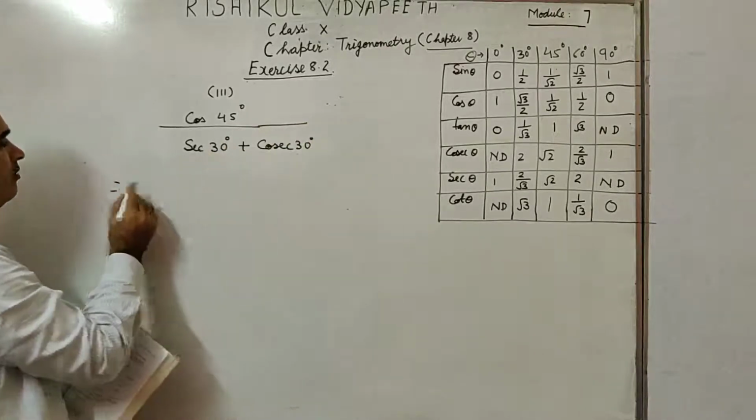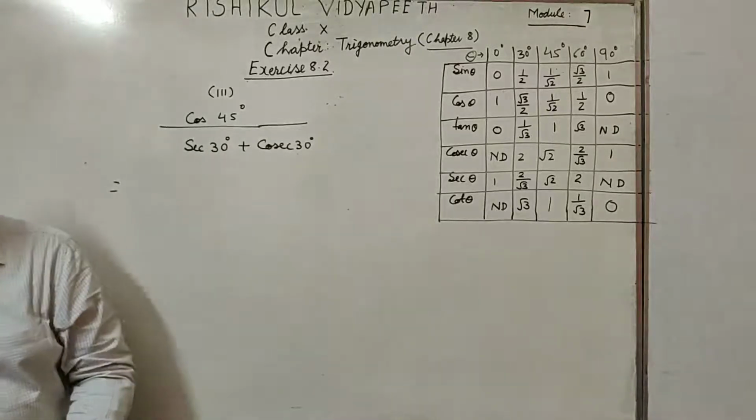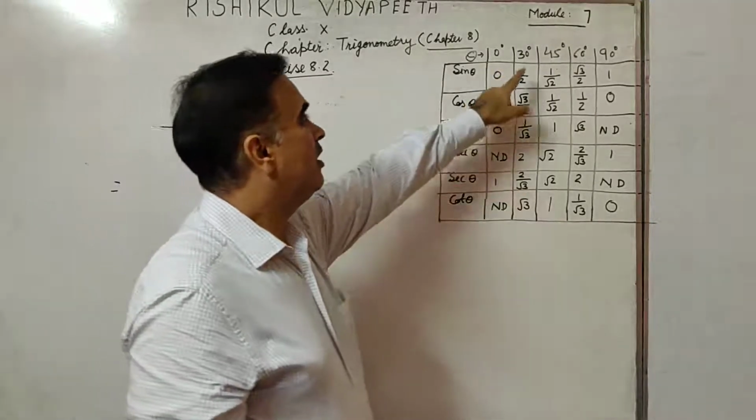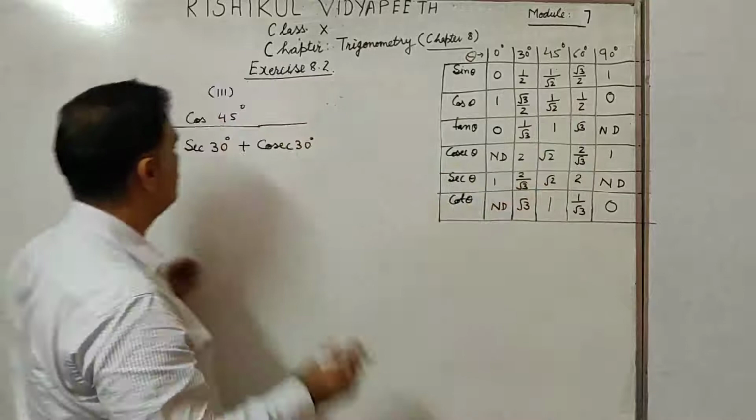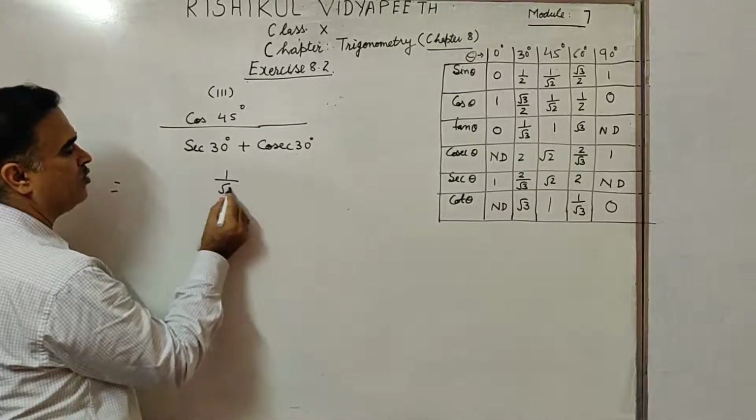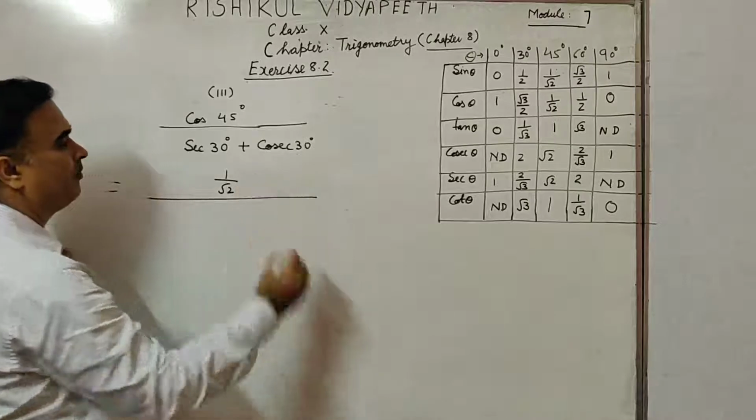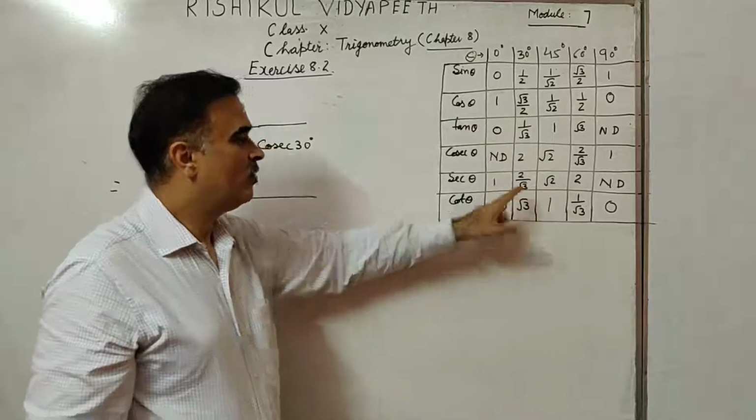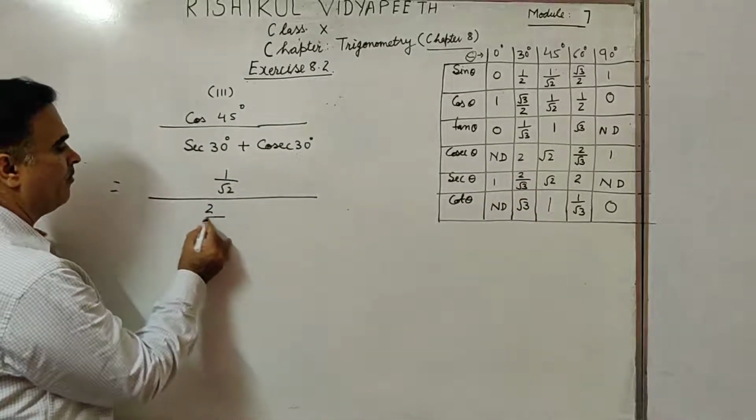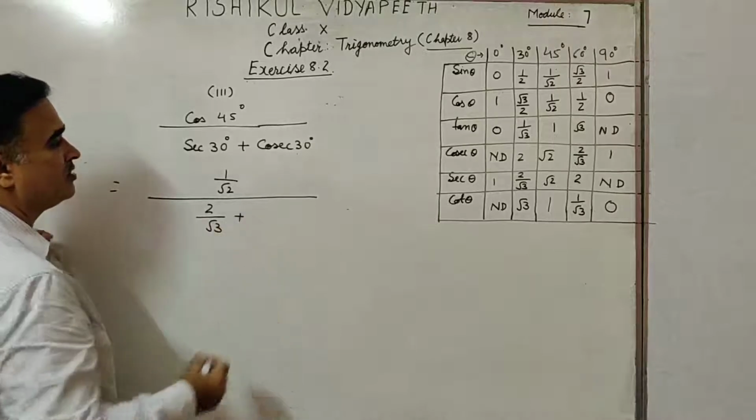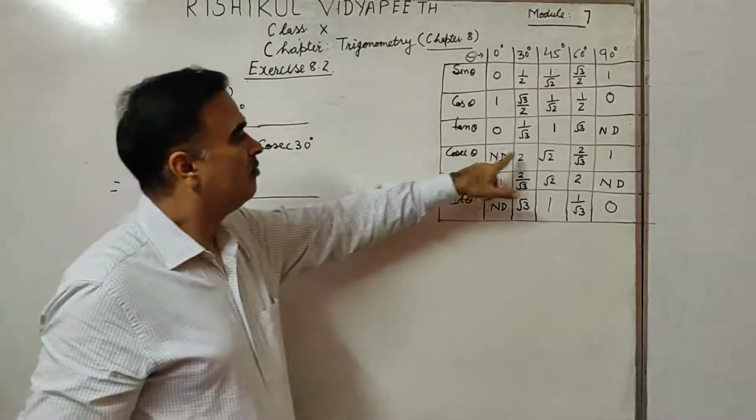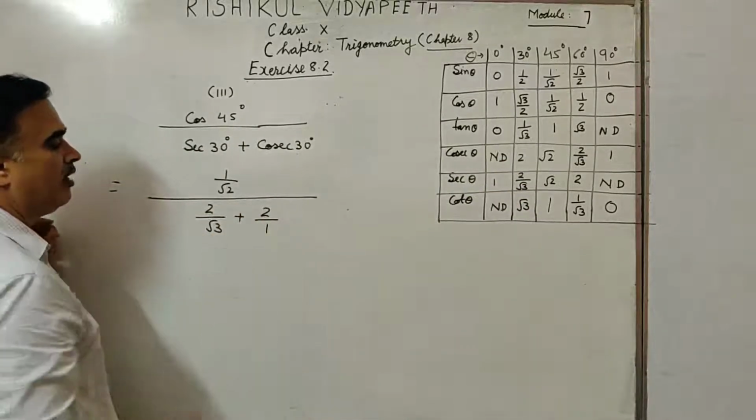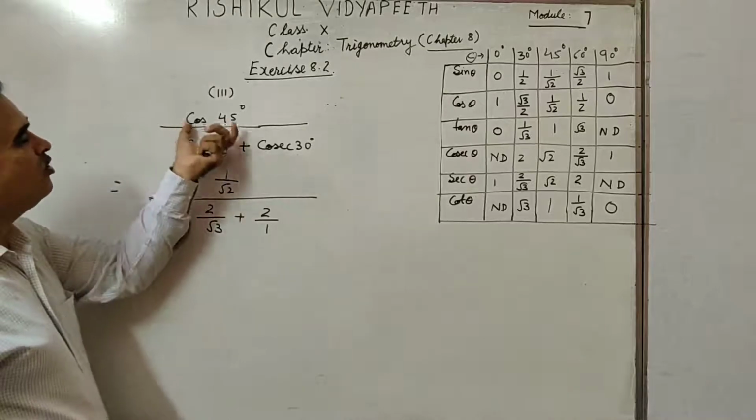I think you know this cos 45. Again go in the table and see under this, cos 45. What is this? 1 by root 2. You put the value 1 by root 2. Then sec 30. What is sec 30? It is 2 by root 3, plus cosec 30, which is 2, plus 2. What will you do now? This value we have done.